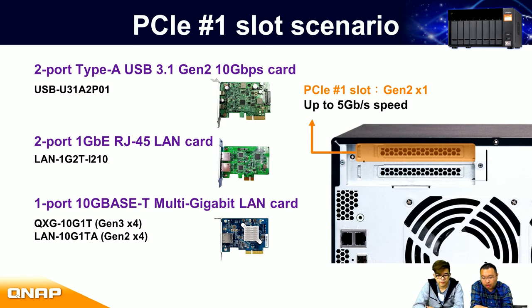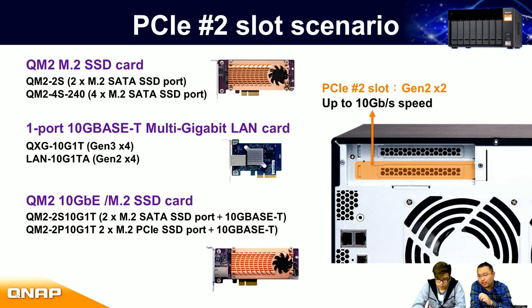Of course. So on the second slot, with twice the speed, Gen 2 by 2, we recommend users try out our QN2 cards besides the single port 10G BASE-T. With QN2 cards, again, there are several models you can select. The first one will be M.2 only. You can choose the 2S, which is two M.2 SATA, or the upcoming 4S, for four M.2 SATA. It can also be installed on the NAS.